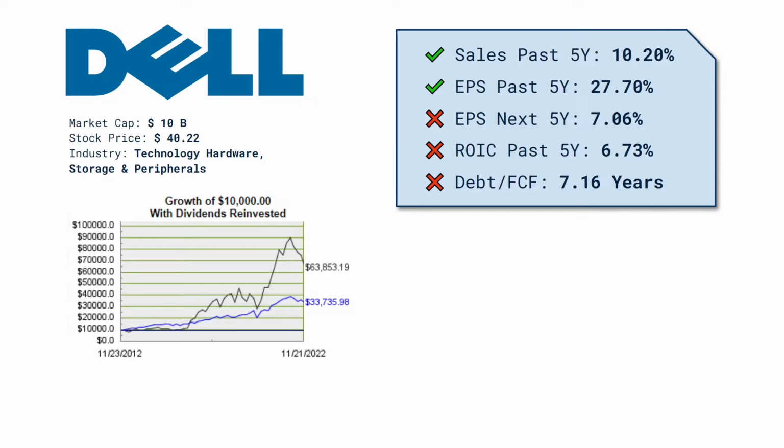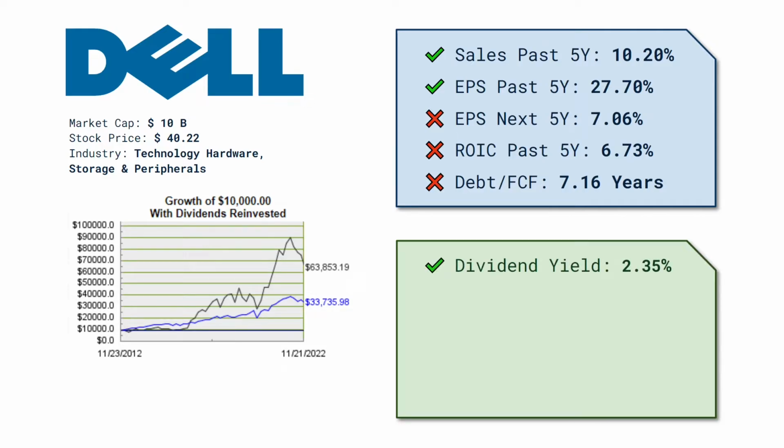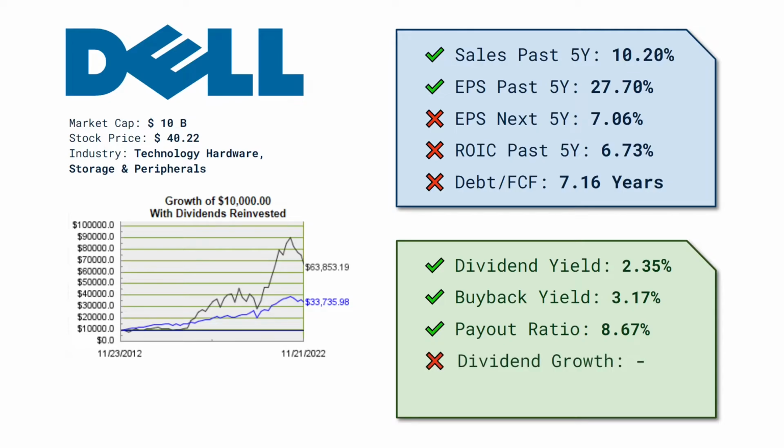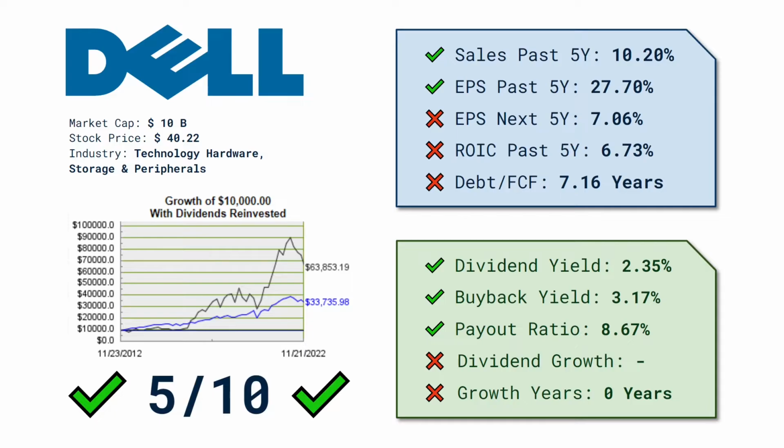Now some yield data. An okay dividend yield at 2.35%, and they actually bought back over 3% of their shares last year, so that's a combined yield of about 5.5%. The payout ratio is also extremely low, 8.67%. The dividend growth rate is not available. Dell has only been paying a dividend for 3 quarters yet, so same goes here, dividend growth years, 0 years. All in all, that makes up for a dividend score of 5 out of 10 points.